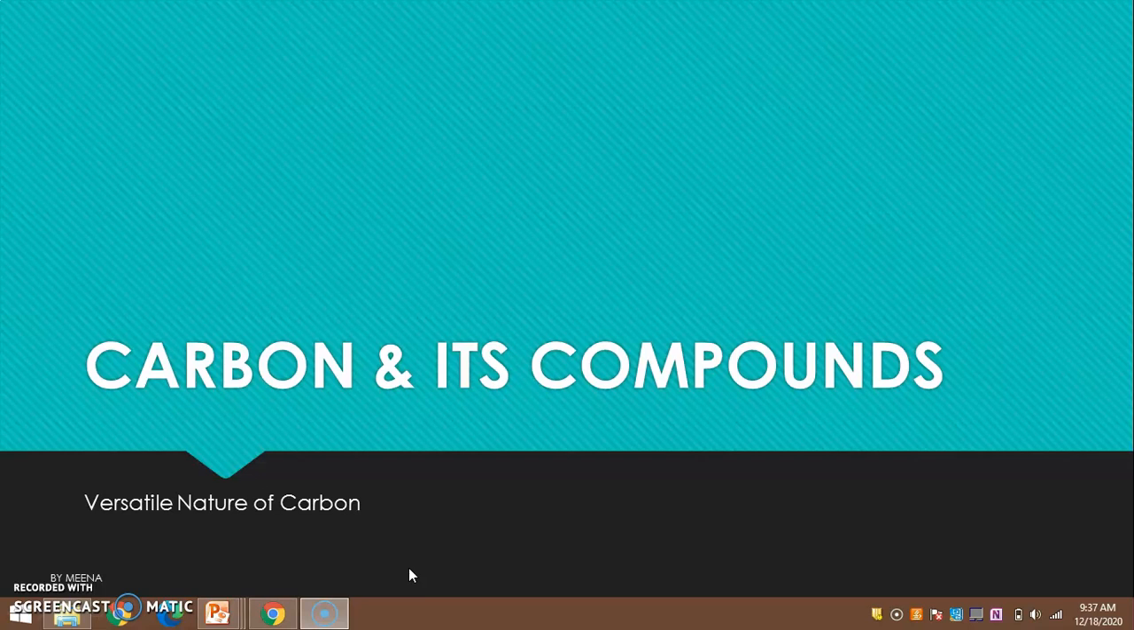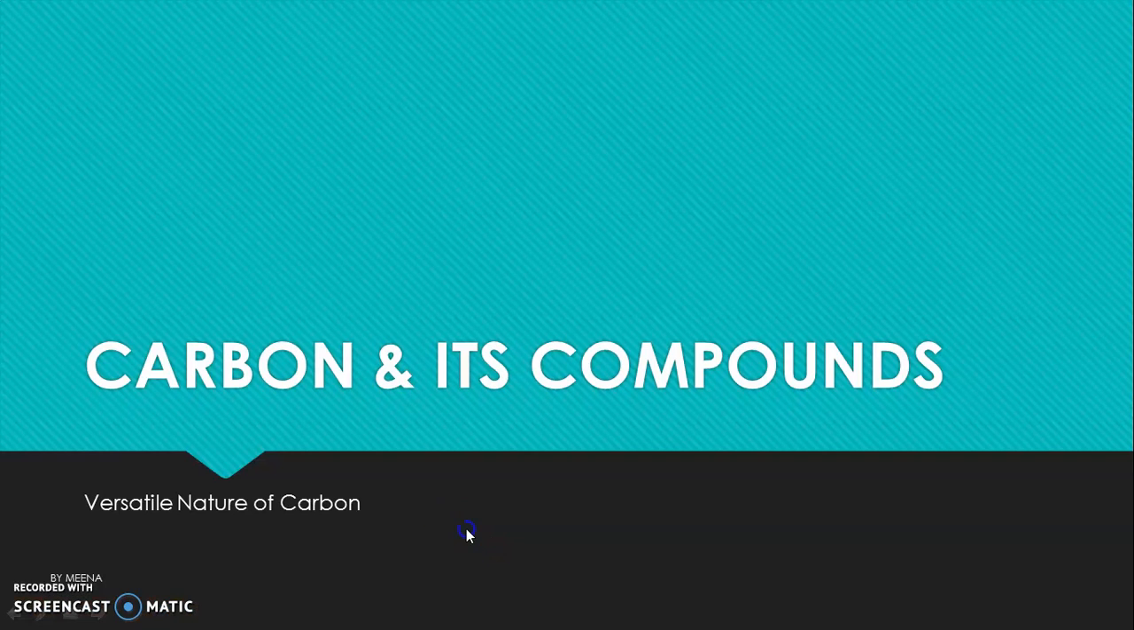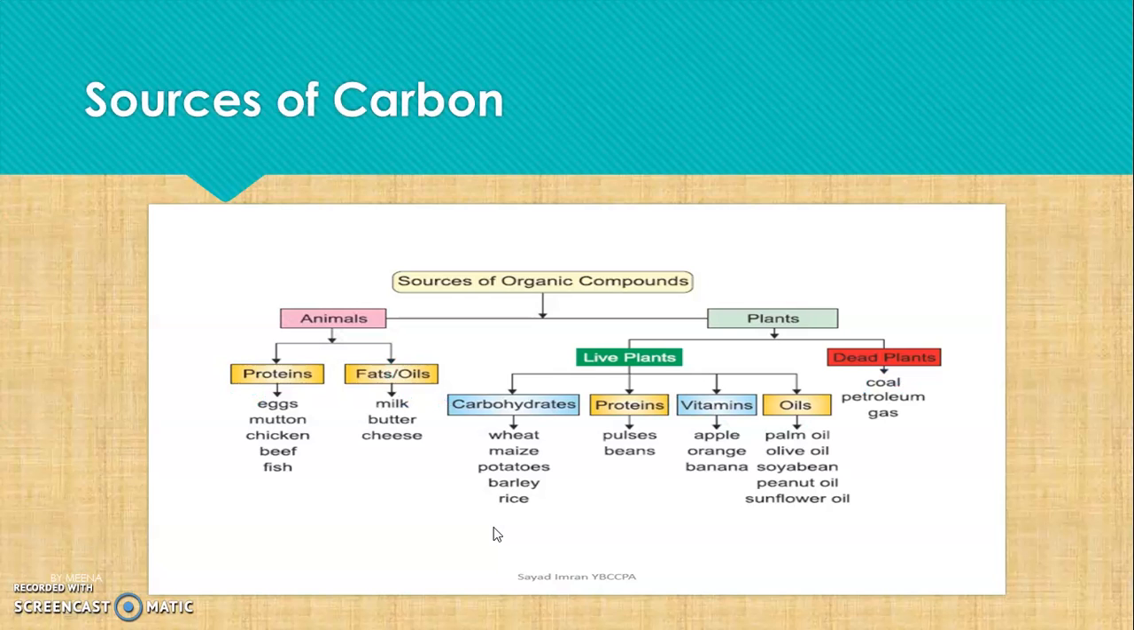We will be seeing the quick recap of carbon and its compounds. So first, let us know the sources of carbon. We all know that carbon is present in a very limited amount in the atmosphere as well as in the Earth's crust. But we use a lot of carbon compounds and we are also made up of carbon compounds. So what are the sources of carbon compounds?